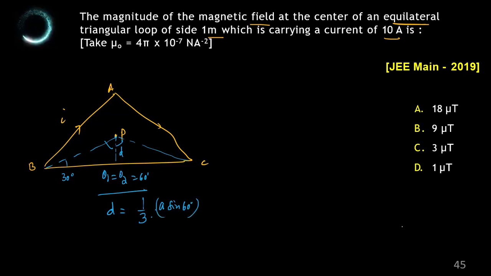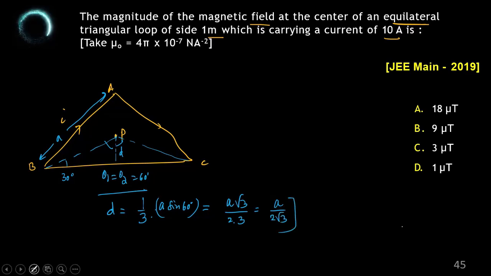A is the length AB. So this is the A length. So A sine 60 is the height part. So 1/3 of that height will be the value of D. Sine 60 is root 3 by 2. So ultimately I am getting A root 3 by 2 into 3. So root 3 cancels out. So A by 2 root 3. That is the D number.